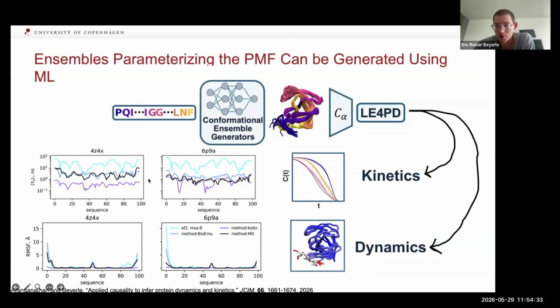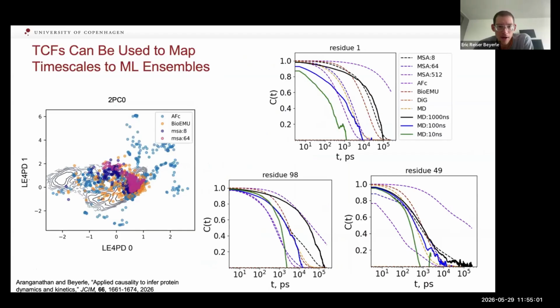And then depending on which method you're using, if you're using AlphaFold 2 with a very low MSA depth, or BioEmu or Boltz, you can get very, very different relaxation timescales, which correspond to how big the span of this conformational ensemble is. So depending on the method you use to generate your protein structures, you can get several orders of magnitude difference in the timescales that these ensembles are spanning.